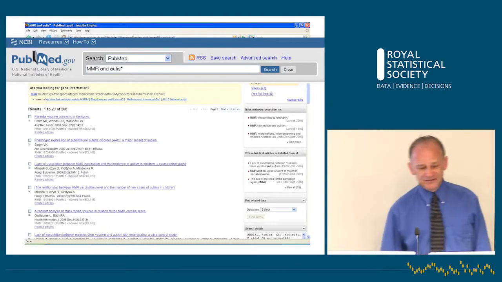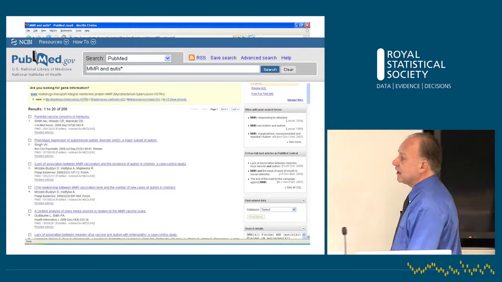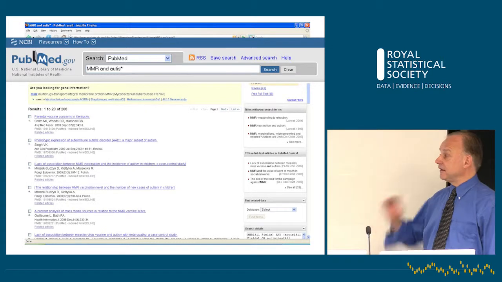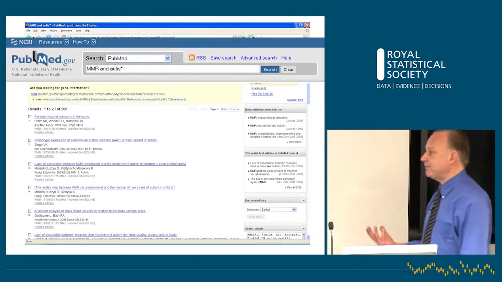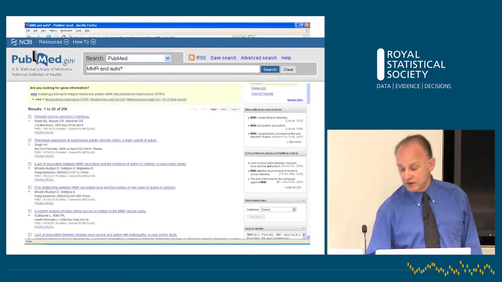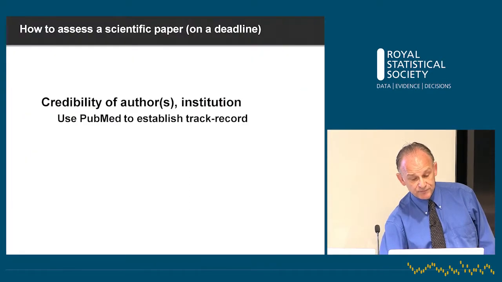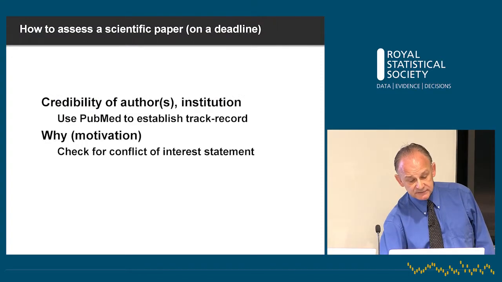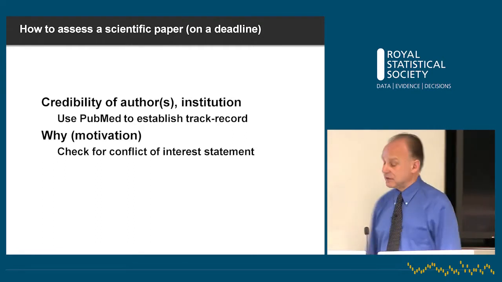And quite often, I'd say about 30% of the time, you can actually get access to the paper itself by clicking through. A lot of them are still behind paywalls. That's changing a bit. And you can always contact the researcher themselves to get them to email over the paper itself. So having dealt with that, the why. So we check for the conflict of interest statement.